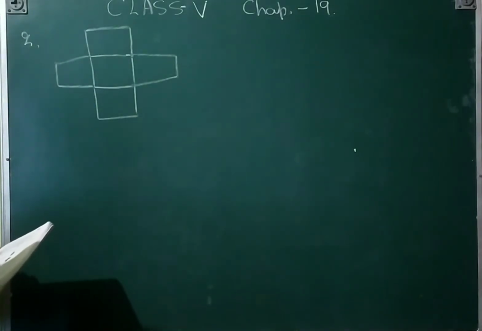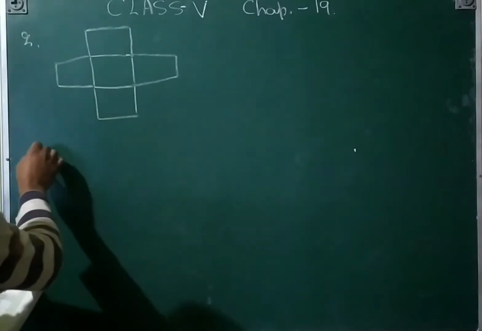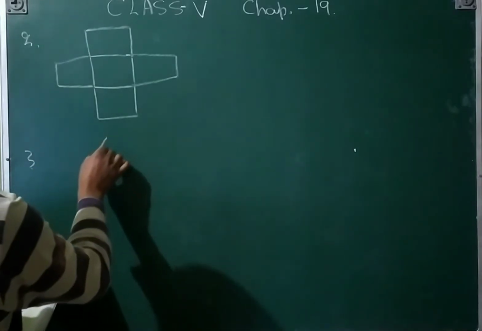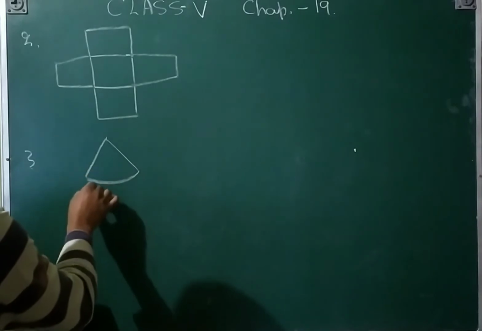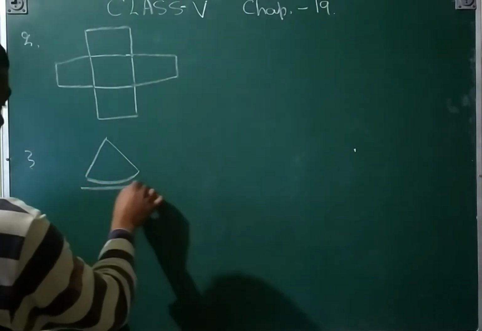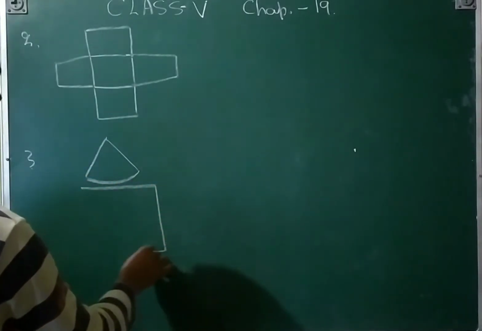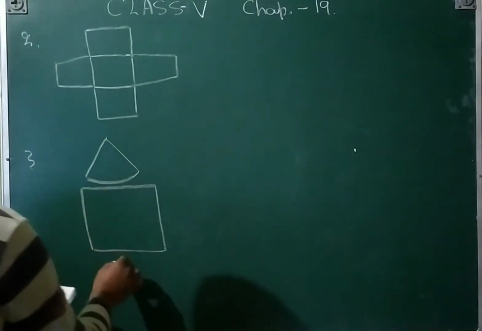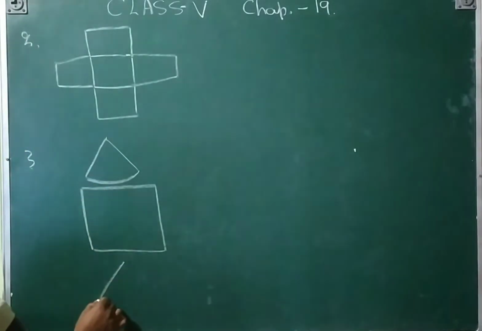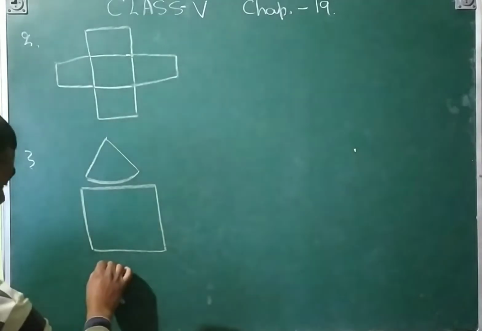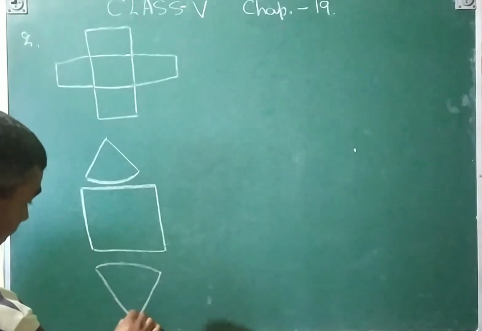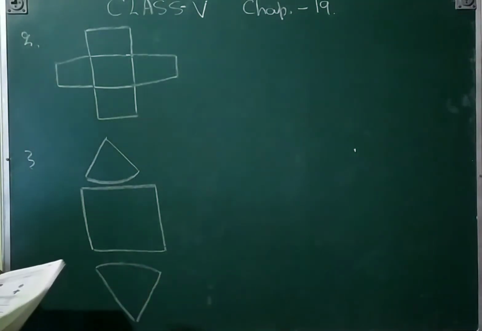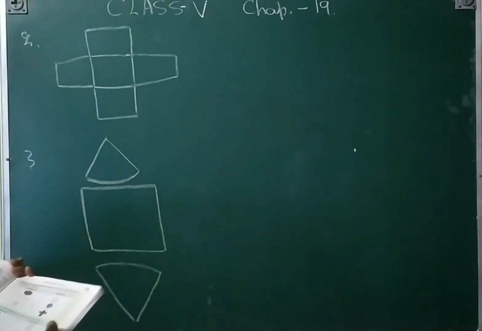Generate the net of the following object. There are 2 cones there, so a cone will become like this face. One cone is this one, and the cylinder will come like this, because this is open, and then another cone will be like this. This is the net of the object.